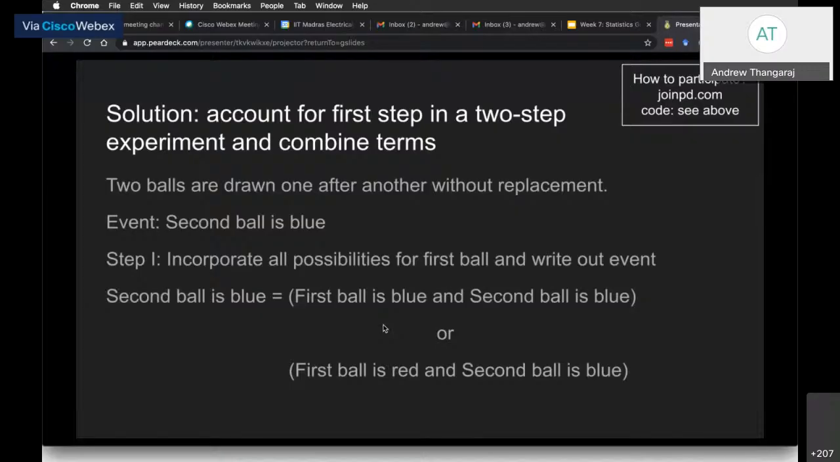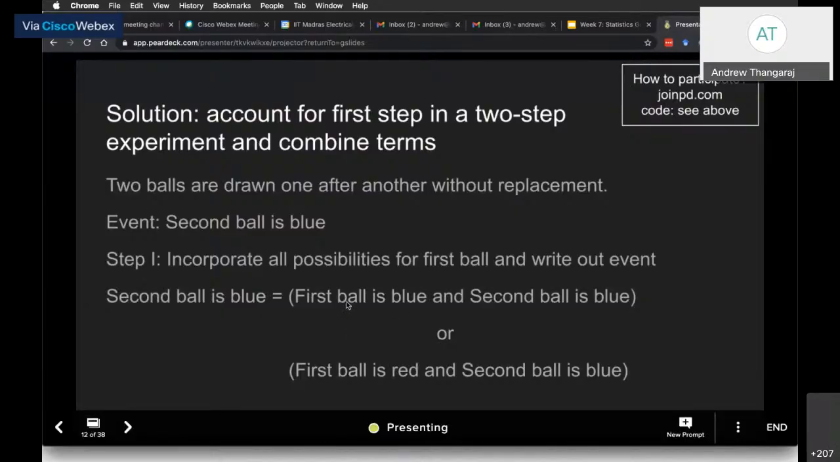So you have to incorporate what happened to the first ball, and this is one way of doing it. Okay, so notice what I've done here. I've just exhaustively gone through what can happen with the first ball, and I've written down the event: second ball is blue. There are mathematical ways using set theory to describe this, but I'm just doing it in English.